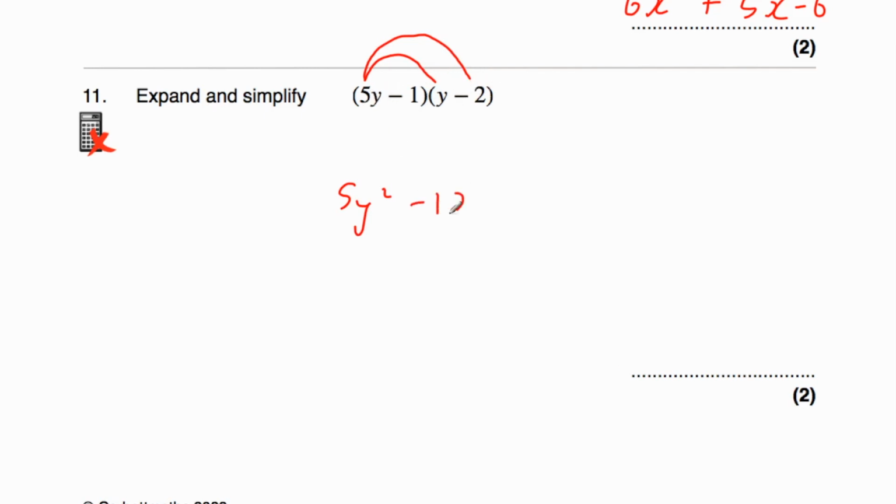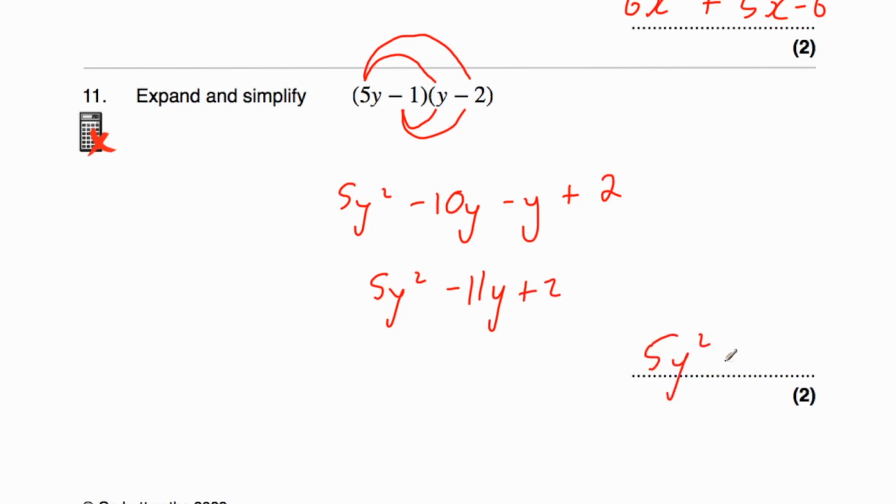So minus 10y. We've then got minus 1 times y, so it's going to be minus 1y, or we'll just write minus y. And finally, negative 1 times a negative 2. Well, negative times a negative is a positive, and 1 times 2 is 2. Now, if we look at our terms in the middle, we've got minus 10y, take away y. So if we're at minus 10 and we take away another 1, that's going to be minus 11. So our answer will be 5y squared minus 11y plus 2.